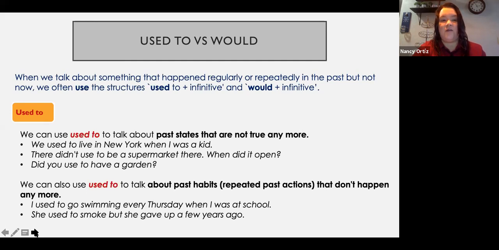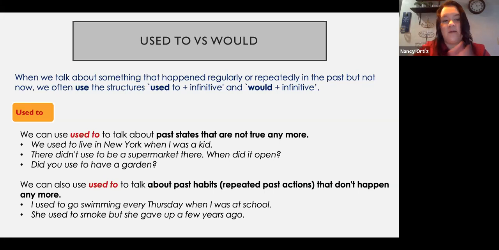In this case, we can use it to talk about past states that are not true anymore. Example: we used to live in New York when I was a kid. In my case, I can tell you, "I used to live in Florida when I was a kid," but now I'm in Mexico, so not anymore. So it's a past state that is not true anymore.